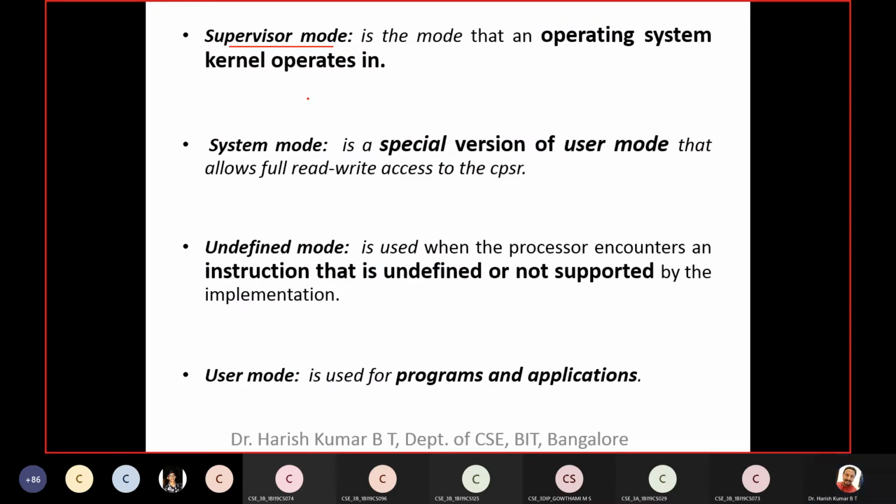Then supervisory mode. It is the mode that an operating system kernel operates in. For example, I'm in the user mode, I've written my program and it is executing, and within my program I'm trying to call a service or a subroutine which is inside the kernel of the operating system. I guess you know what the kernel is. Kernel is the core part of the operating system where the most basic services or facilities reside. You know that? Yes, sir.